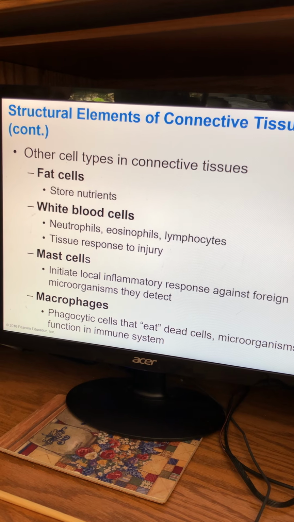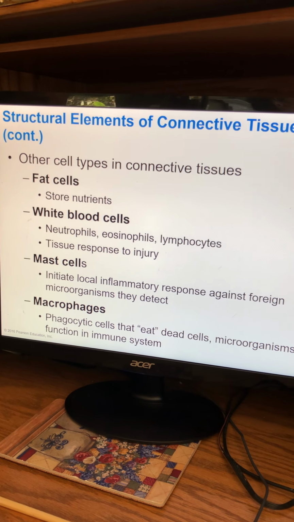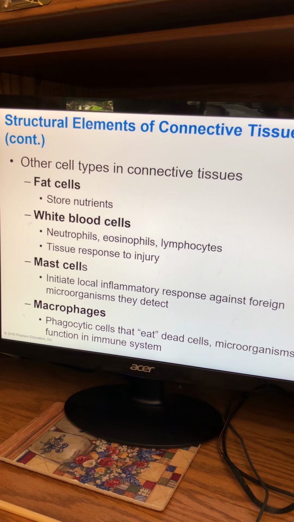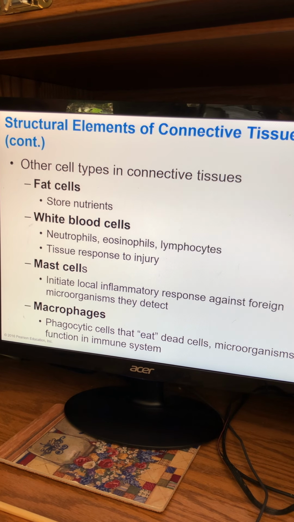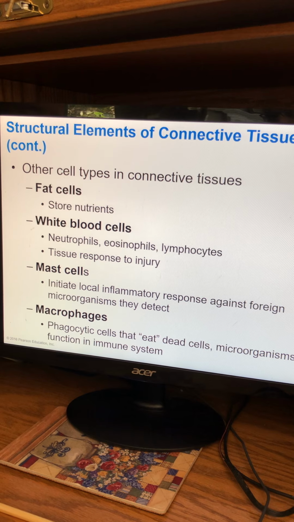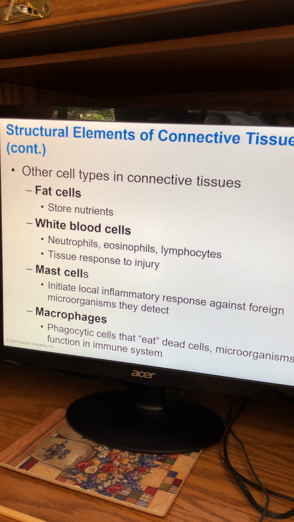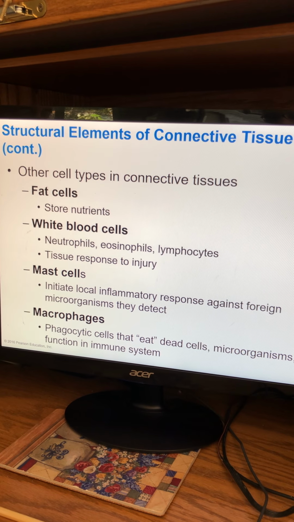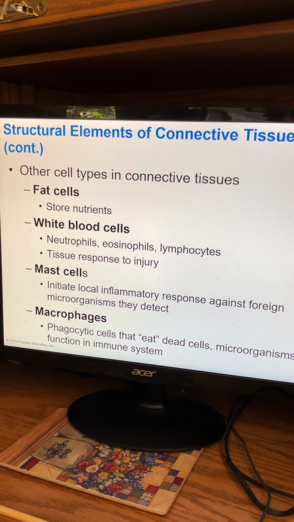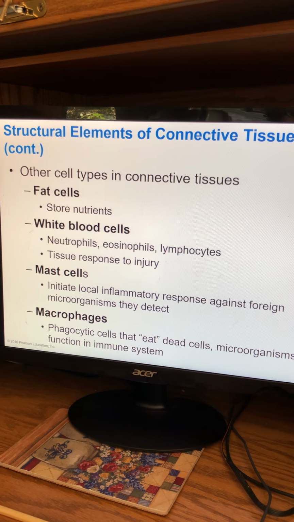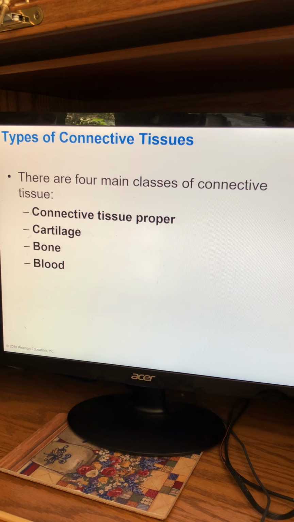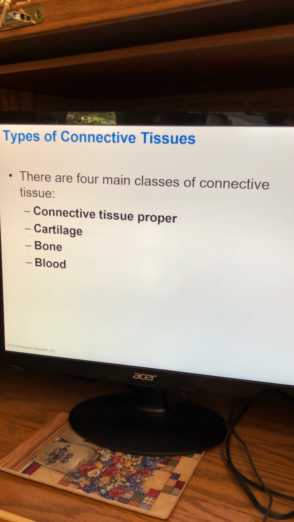Other stuff that you'll find in the background, which is, remember, all of this material is underneath the epithelial tissue, are going to be fat cells, white blood cells, mast cells, macrophages, and things like that, that are all going to help protect your body once you've gotten past the outside barrier, which is going to be your epithelial tissue. So there's 4 types of connective tissue, as I mentioned a second ago.